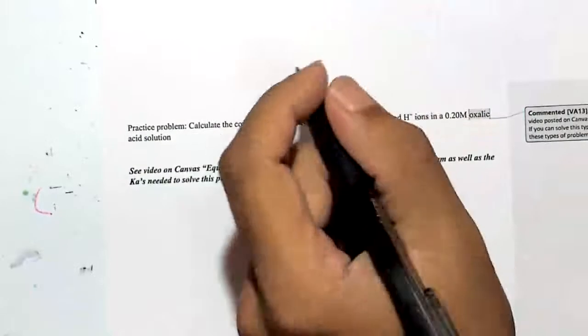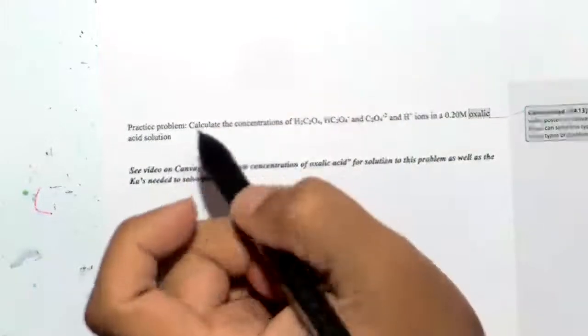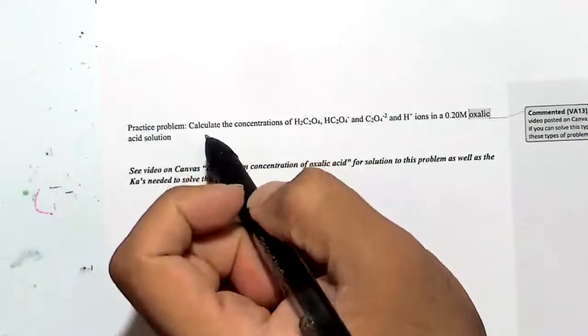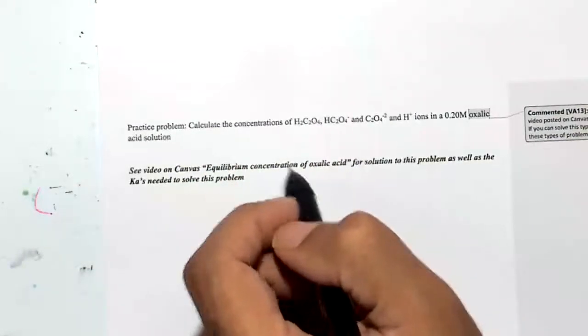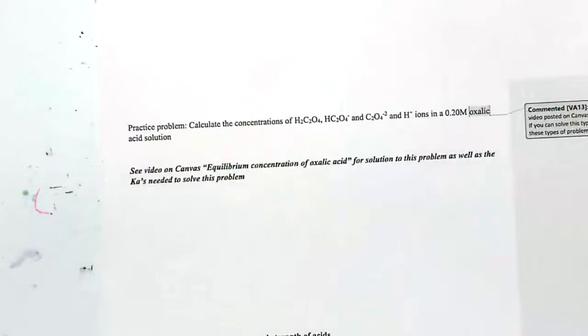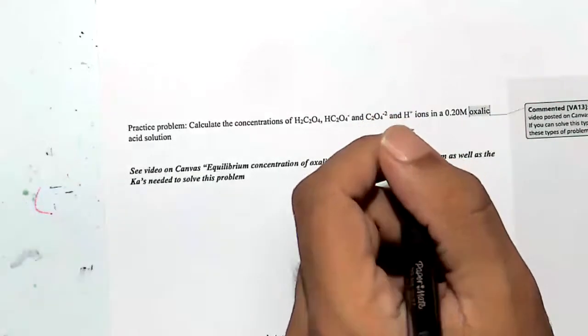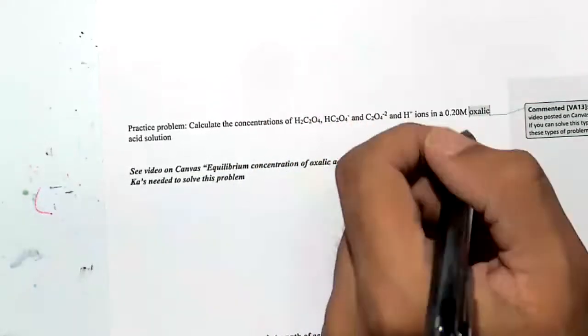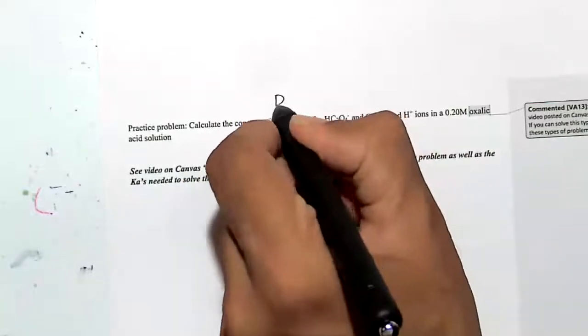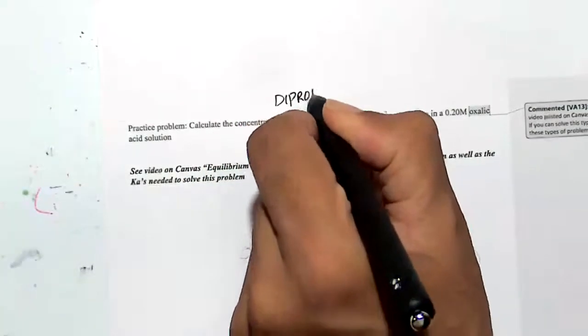And let's finish up here, the last couple of pages. There is a problem here. I'm not going to go over it. This is something that you can watch a video of if you have time. If you know how to do this type of problem, the examination problem is a piece of cake. So I'll let you decide based on your time and schedule if you can watch it. But oxalic acid is a diprotic acid.